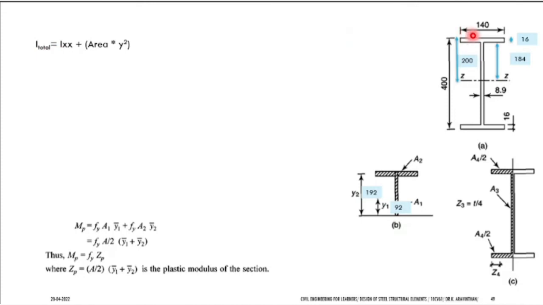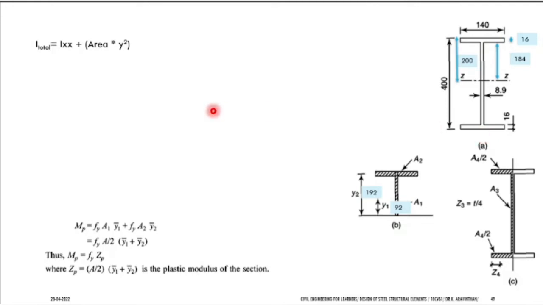Why? Because this is a built up section. What do you mean by built up section? You have 3 conventional sections: 2 flanges and 1 web component. So you have 3 components. If you need to find the moment of inertia for 3 components, what is the formula for a single rectangular section? BD cube by 12, you know that. But if you have 3 sections, how to find that?